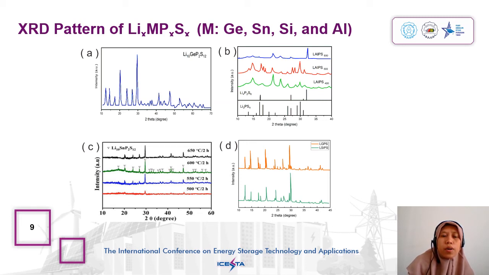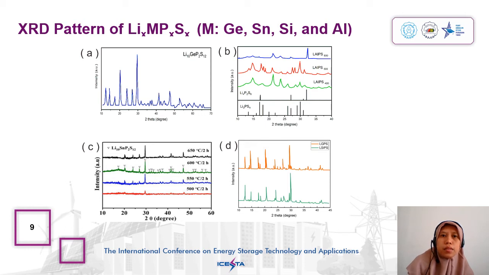And then we need the XRD pattern of LMPS. M refers to Ga, Sn, Se, and Al. The price of Ga is quite high and its availability is limited, which means that other alternatives are needed so that it can be manufactured at a lower price. Some alternatives that can be used include Sn, Se, or Al because they can maintain a similar polyhedral structure.